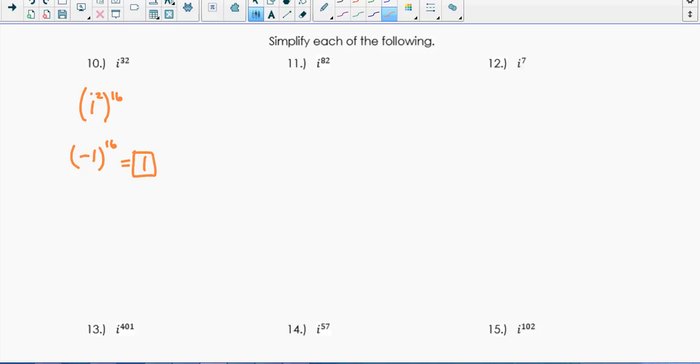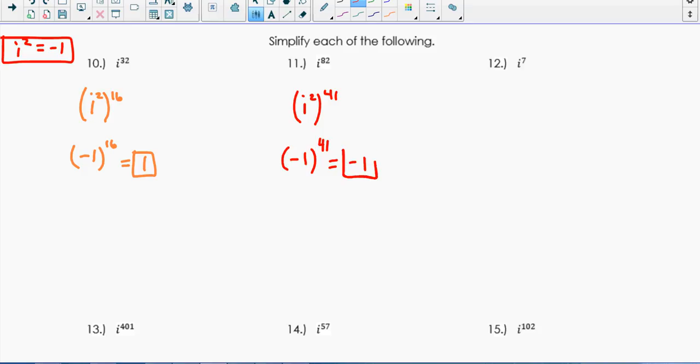Okay, next one. i to the 82nd power. I start by saying i squared, because again, you should write this down: i squared equals -1. I want to write everything so it looks like i squared, because I know what that value is. So I can take i squared and raise it to the 41st power, and that way 2 times 41 is 82. So i squared is -1. If I take -1 and raise it to the 41st power, I get a bunch of things that are going to cancel out with 1 extra -1 at the end. So i to the 82nd power is -1.